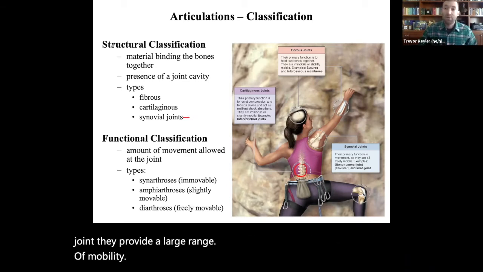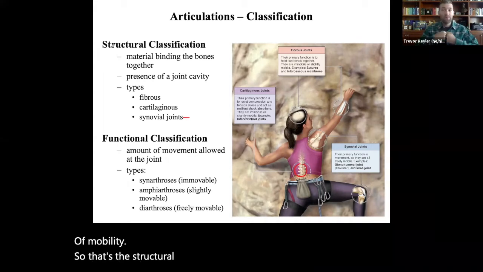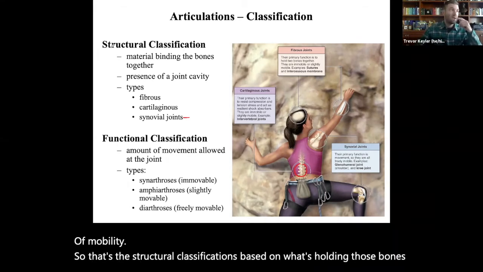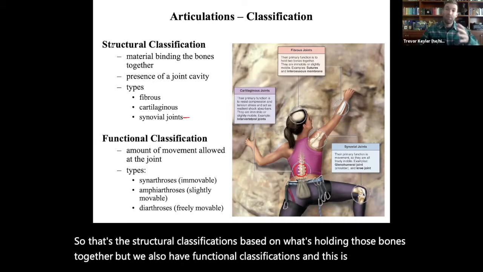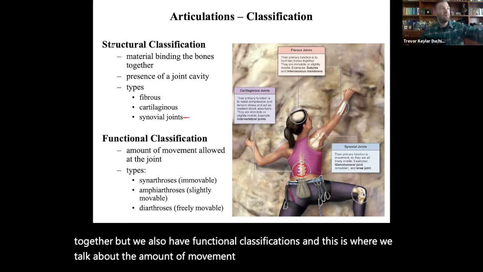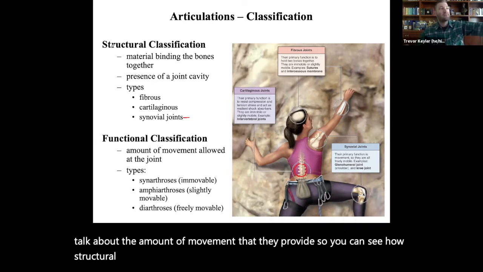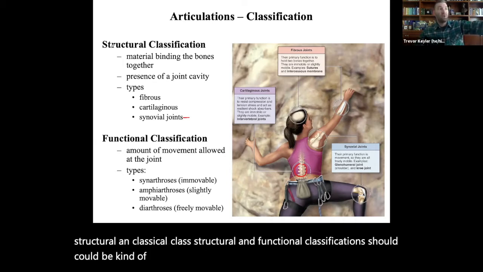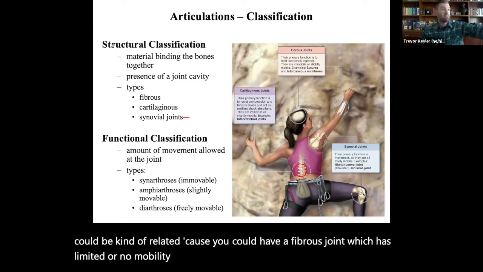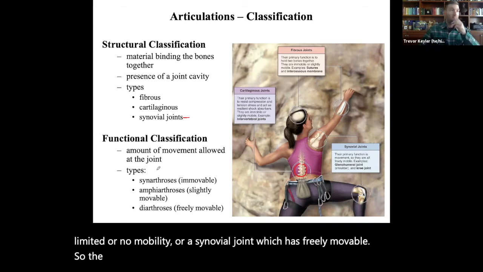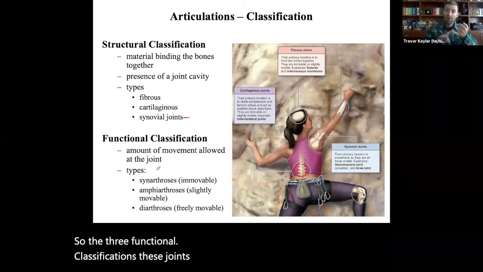So that's the structural classifications based on what's holding those bones together. But we also have functional classifications. And this is where we talk about the amount of movement that they provide. So you can see how structural and functional classifications could be related, because you could have a fibrous joint which has limited or no mobility, or a synovial joint which is freely movable. So the three functional classifications of these joints are synarthroses, amphiarthroses, and diarthroses.